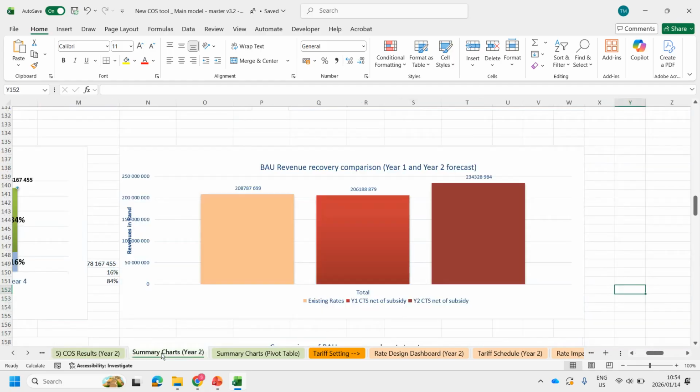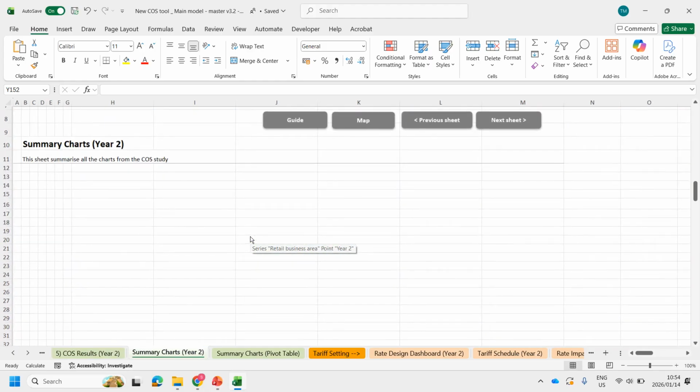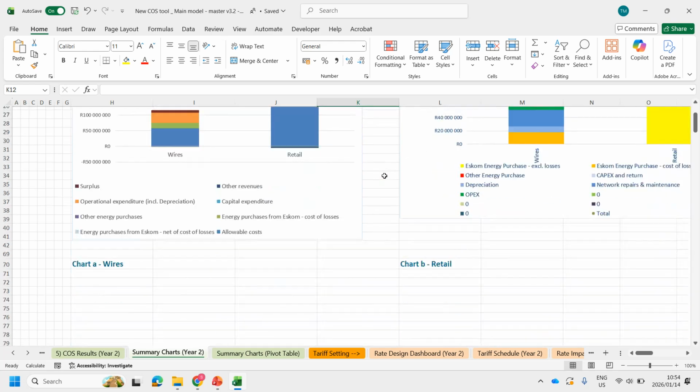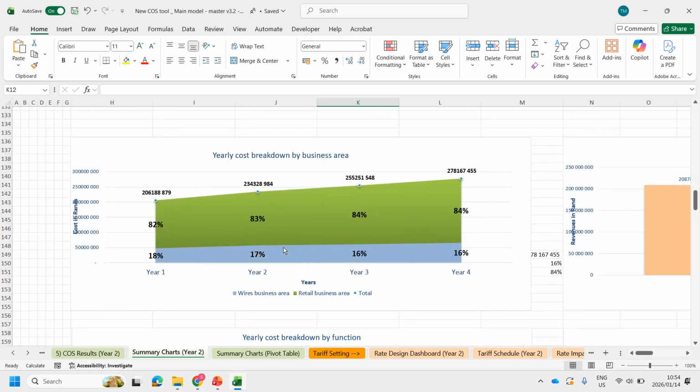The second sheet that we'll focus on is the summary charts year 2. This sheet will show you all the graphs that there are in this tool for the purpose of writing any analysis, whether it's your cost of supply report or any other analysis that you may need. The first graph that I will focus on will be this green and blue one. The purpose of this graph is to show you what your revenue requirement would look like over the upcoming four years. You'll see that this graph is broken down into two sections.